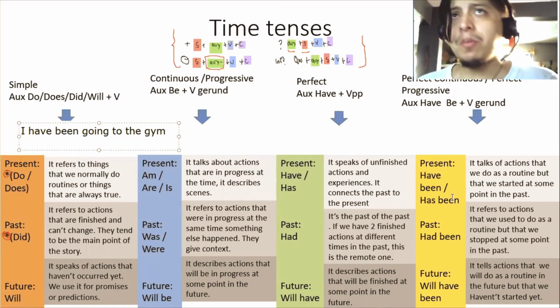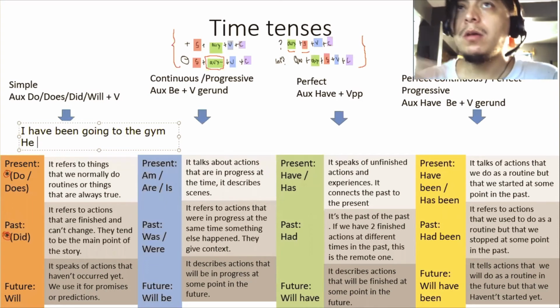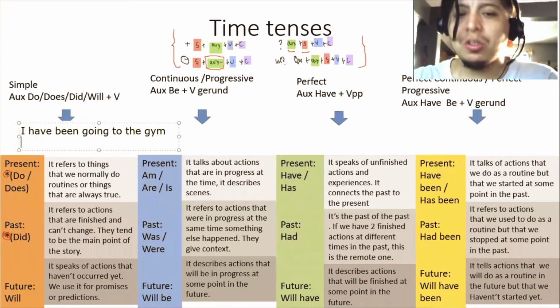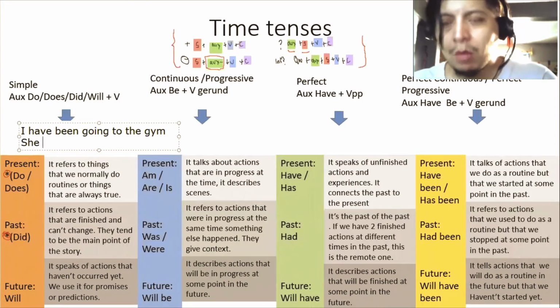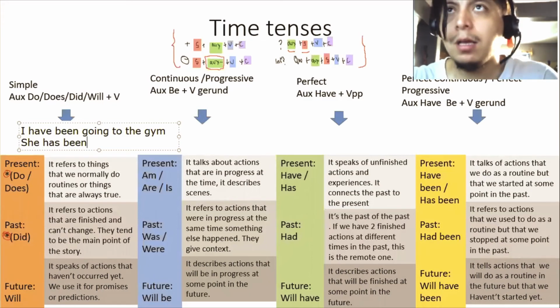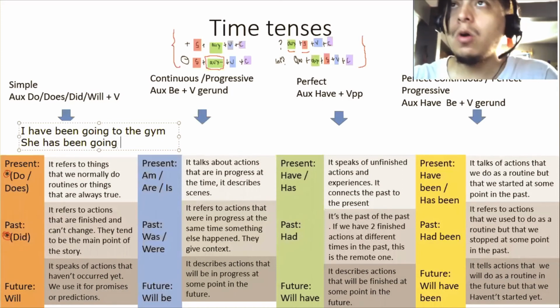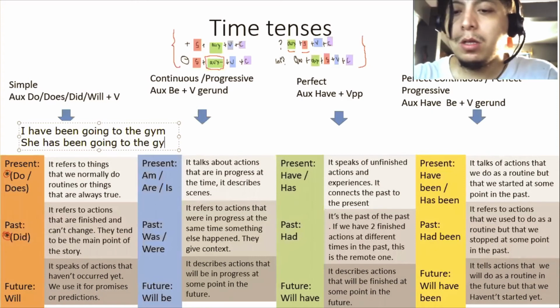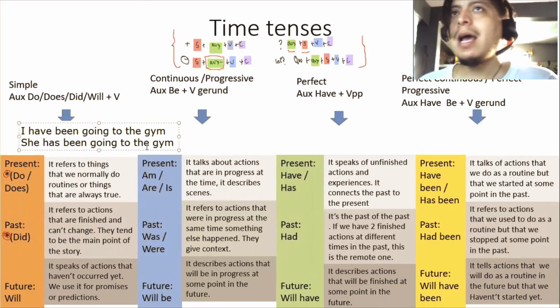Or you have another possibility, the third person of the singular. Let's change it to she because we need to include more. The third person of the singular, it is the present perfect continuous. So the verb is in the third person form in the present. So she has been. This is the auxiliary. The verb is always with ing. Going, and then the complement, the gym. Okay, I have been going to the gym. She has been going to the gym.